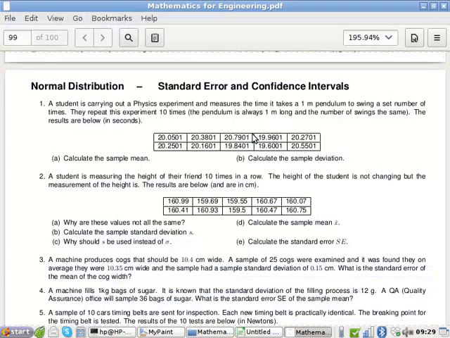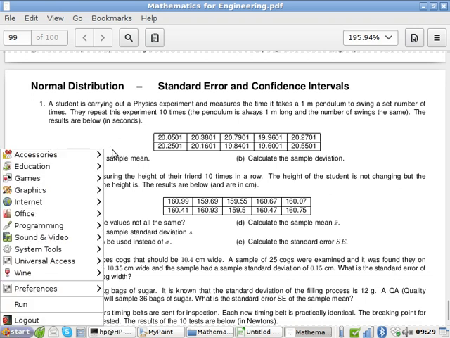Okay, so let's have a look here. Maybe we'll do a couple together. Do you have your calculator? You have your Casio. Let's learn how to quickly calculate means and standard deviation on the Casio calculator by using the statistics mode.